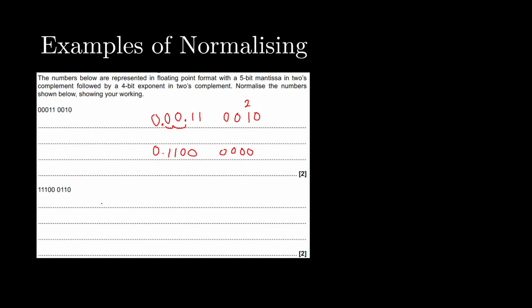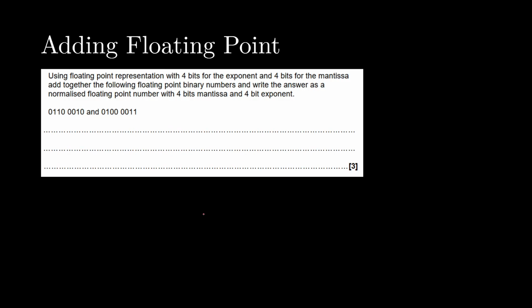For this next one, we know that the number is negative, so we need to move this point 2 units to the right, because we want it to be before 1 and after 0. That means that we also have to subtract 2 from our exponent. So our exponent currently is 6, so we need to subtract 2, and that equals 4. So our exponent is going to be 0, 1, 0, 0, and our new mantissa is going to be 1.0000.